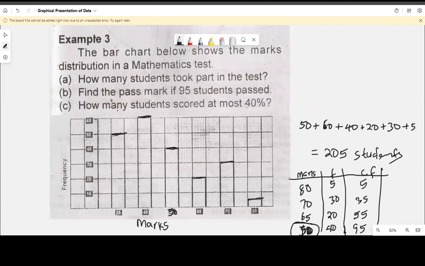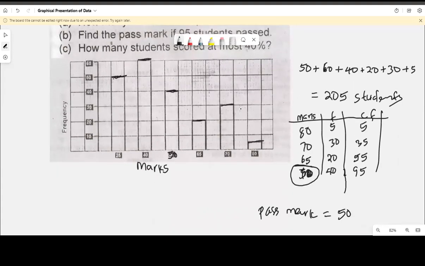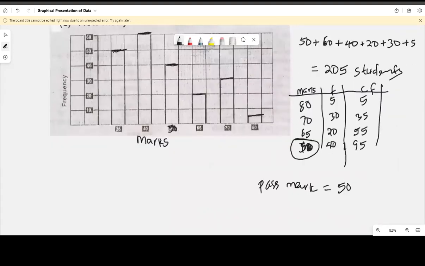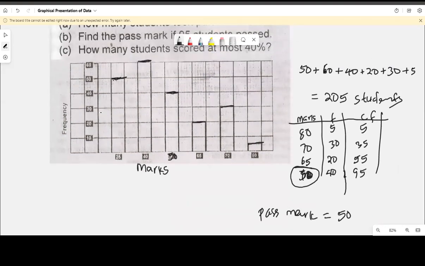Then the last question is, how many students score at most 40%? At most 40%. That is from 40 downward. So we start from 26 marks. How many people score 26? 50 people. Plus how many people score 40? 60 people. 50 plus 60 is 110. So 110 students score at most 40%.